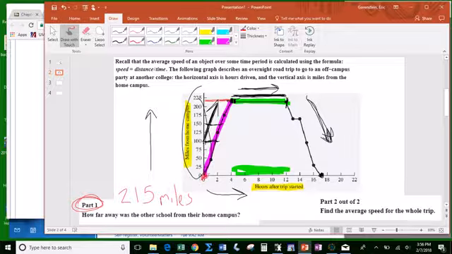So down here, this is home. You haven't left yet, you haven't moved any distance. Then you're driving, and then you get there. So it looks like we went from 0 up to about 215. Now part 2: find the average speed. For that, we could go back to the problem. Recall that the average speed is calculated using the formula speed equals distance over time.